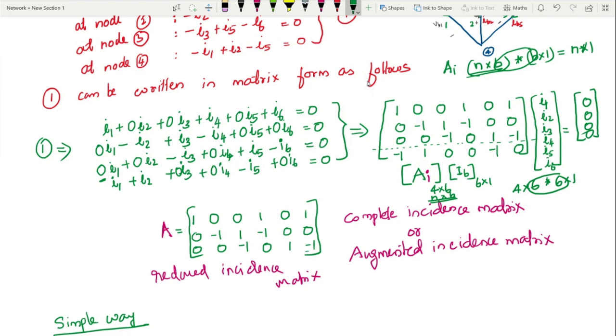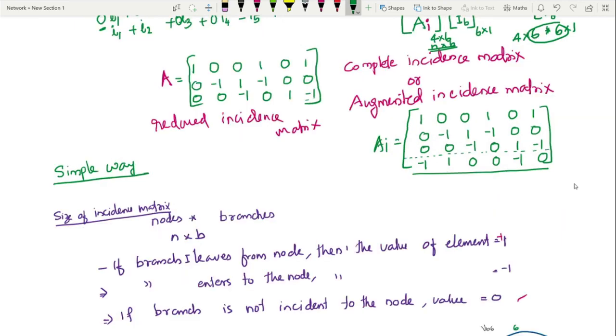Now let's take this matrix alone in order to see the properties of this particular matrix. So this is your incidence matrix. Now I am going to add all the column entries. If we add each column, 1 minus 1, the output is 0.